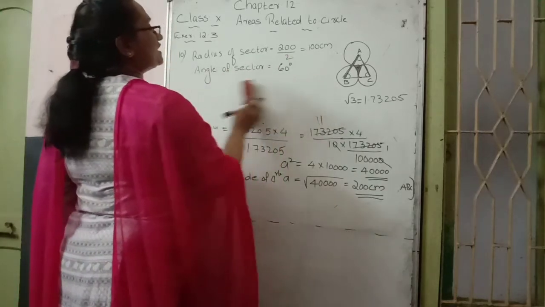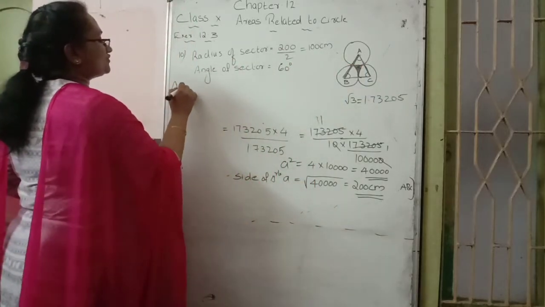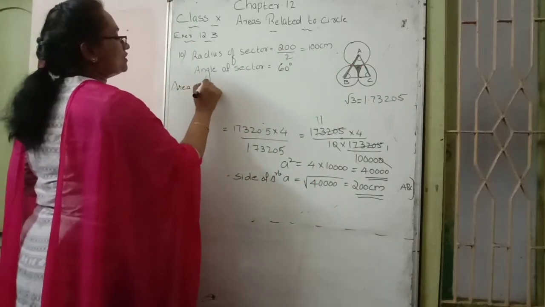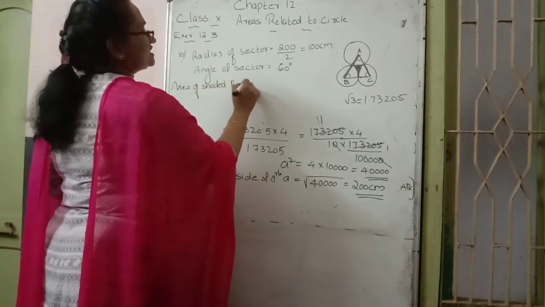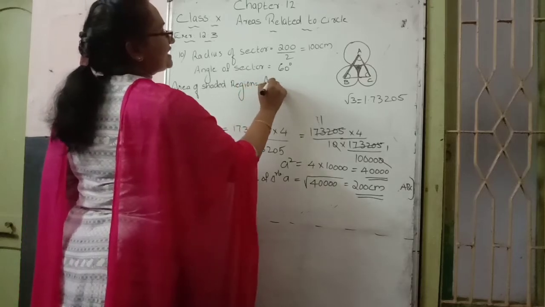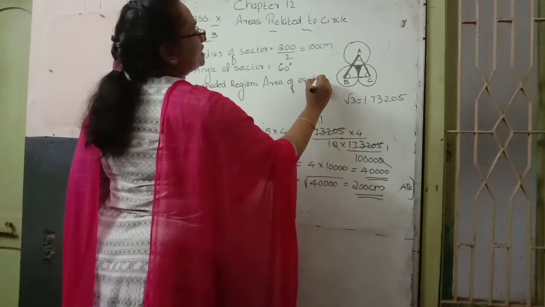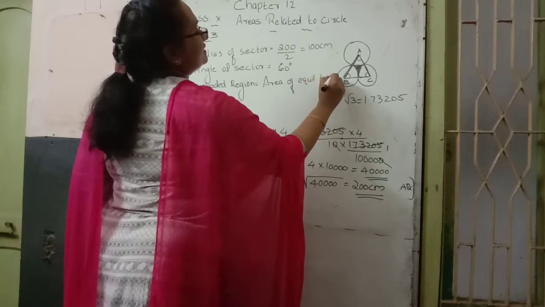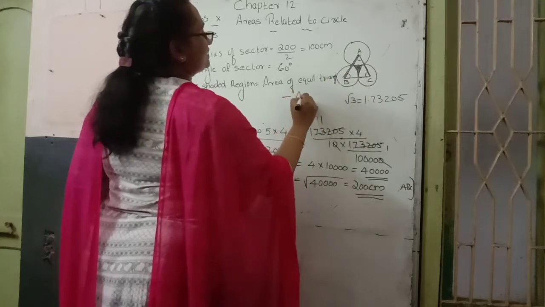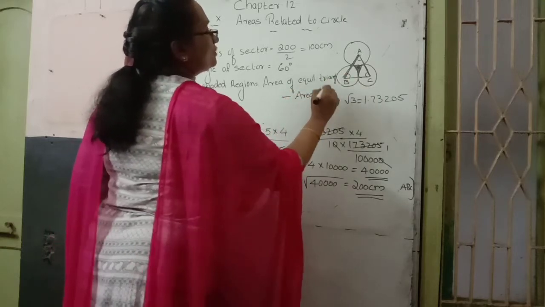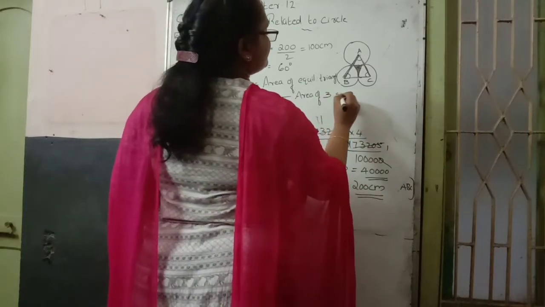Then what is our aim? Find out the area of this shaded region. That shaded region, how to find out? Area of shaded region is equal to area of equilateral triangle subtracted with the area of how many sectors are there? 3 sectors are there. 3 sectors.